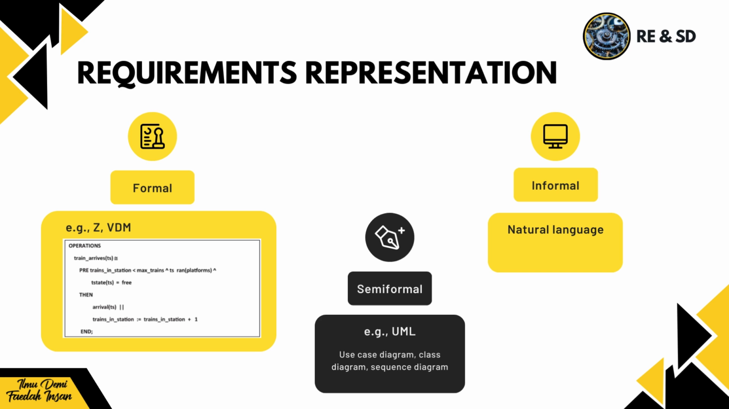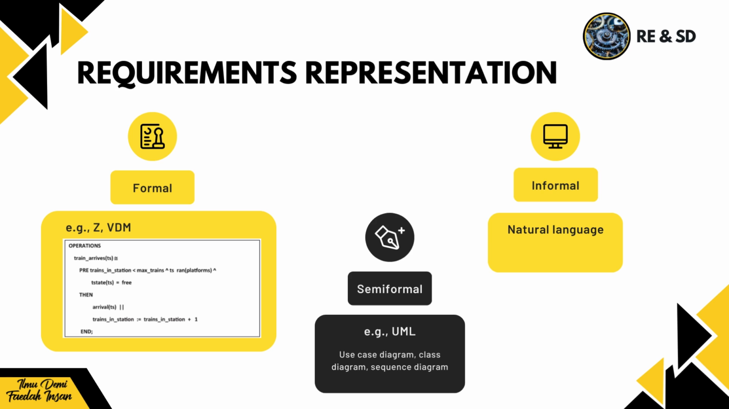Now, let's explore the different ways to represent requirements. There are 3 main approaches: formal, semi-formal, and informal. The formal approach typically involves mathematical notations and is often implemented using languages such as Z or VDM. Because formal methods employ mathematical notations, they are precise and unambiguous. However, stakeholders who are not technically inclined may find formal specifications difficult to comprehend, potentially creating a communication barrier between technical and non-technical members of a project team. You will learn more about this in the Formal Methods module.